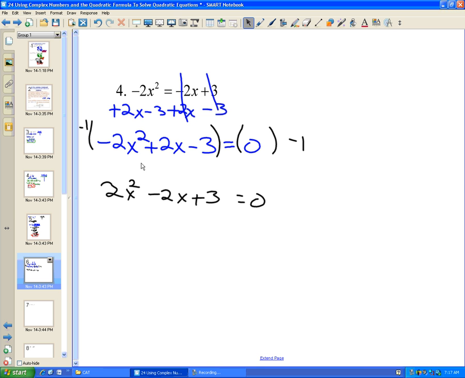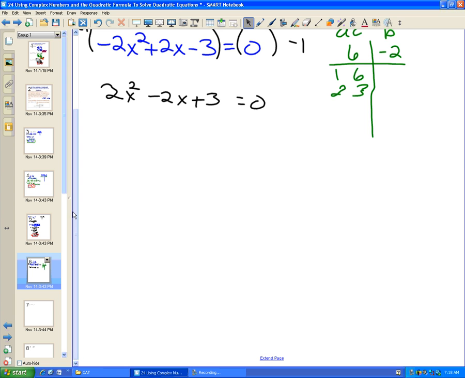So if I try to factor this, and I always want to try to factor because that's a lot easier, I use the California method. What multiplies to be AC and adds to be B? 2 times 3 is 6, and B is negative 2. What multiplies to be 6 and adds to be negative 2? The factors of 6 are 1 and 6, and 2 and 3. None of those will add up to negative 2, so I can't factor this. So I want to go ahead and use my quadratic formula.